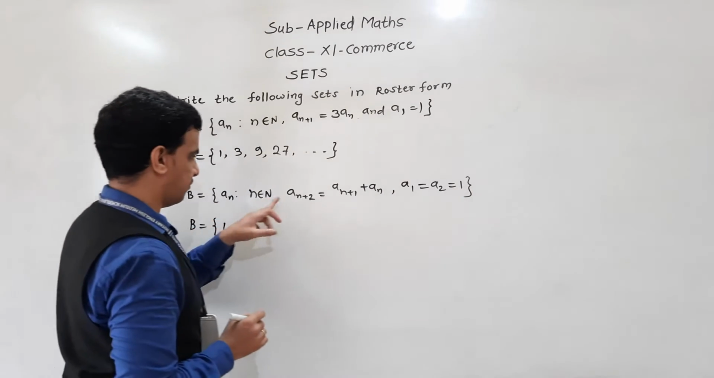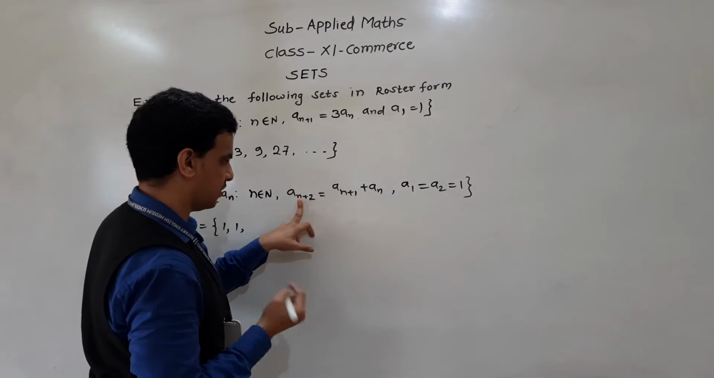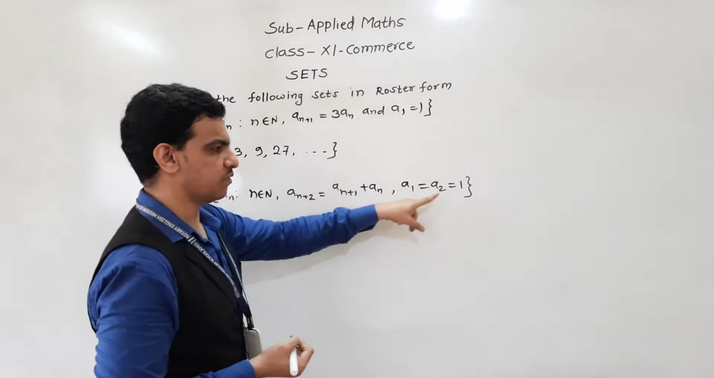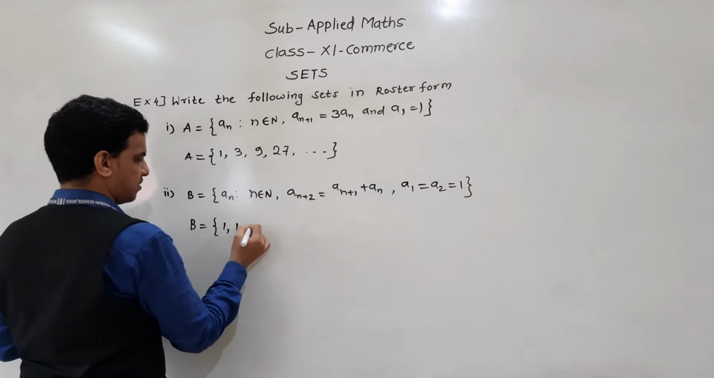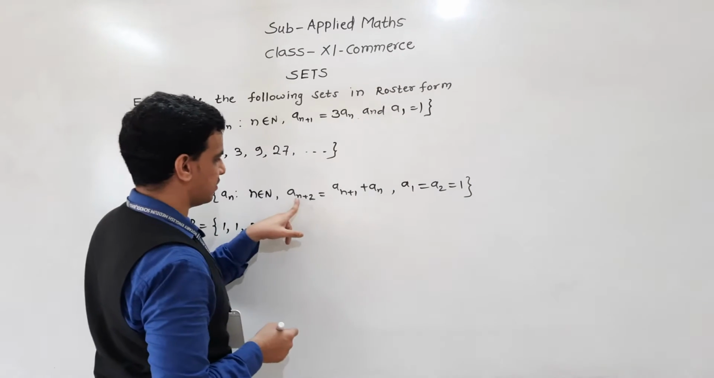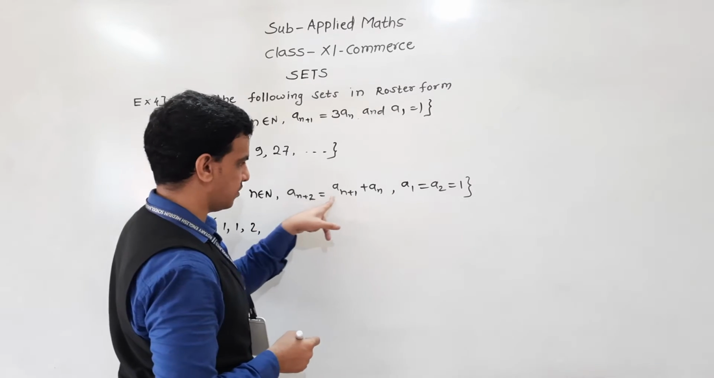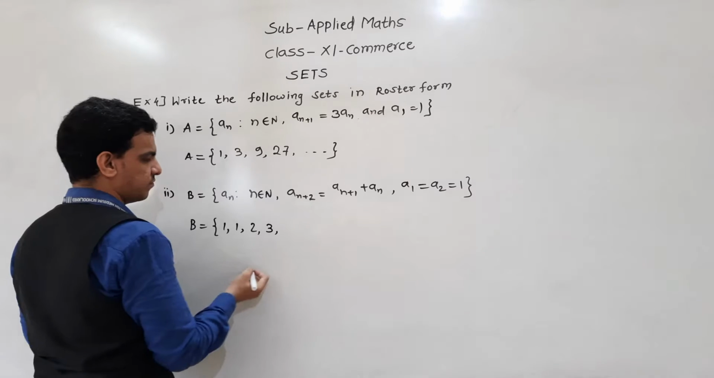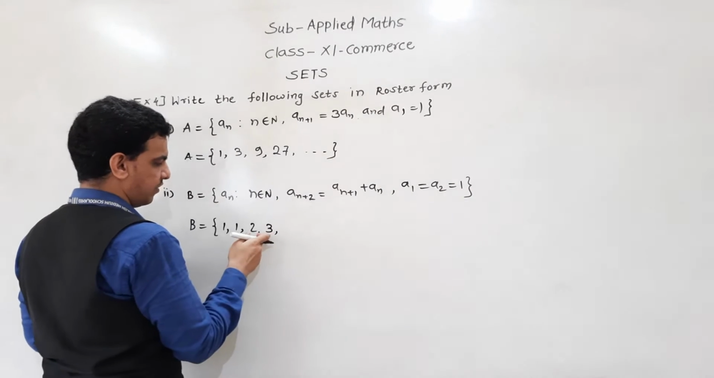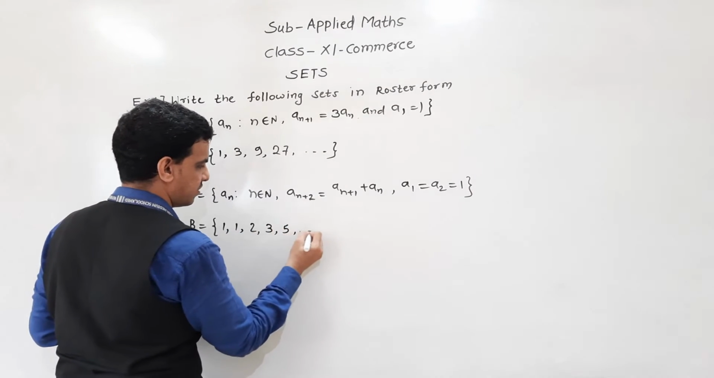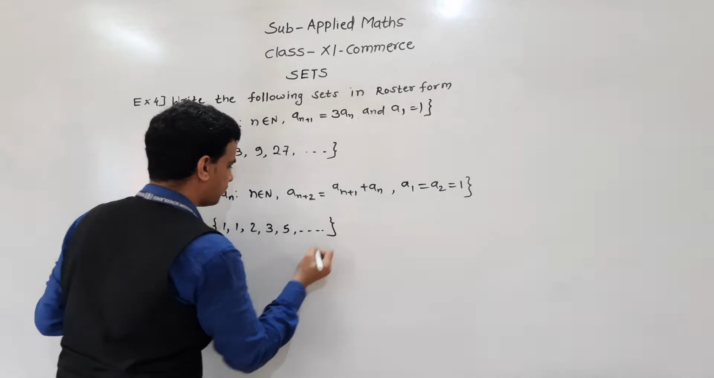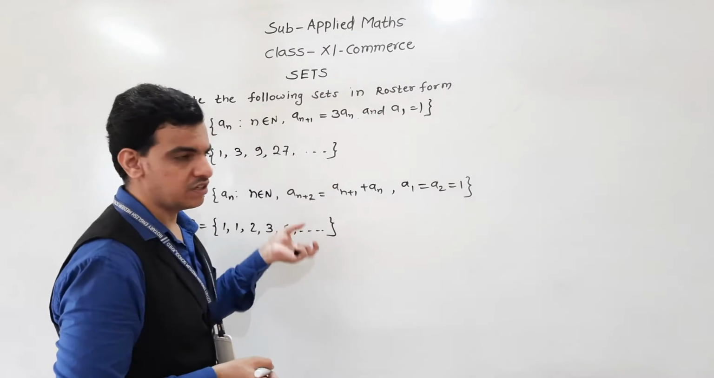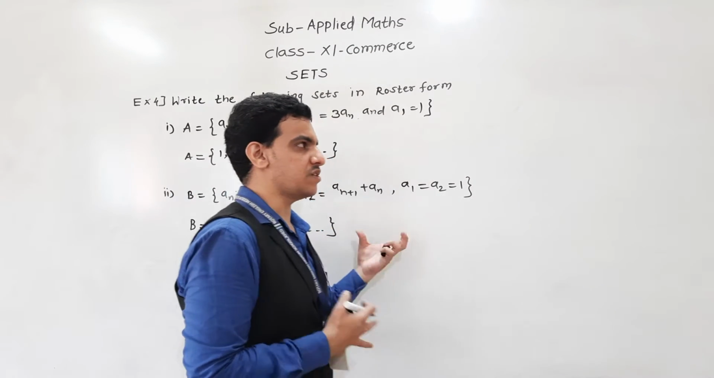Now if we put n equal to 1, we will get the third term, that is a3. So a3 is equal to a2 plus a1. So a2 plus a1 is 1 plus 1, that is 2. Then if we put n equal to 2, a4 is equal to a3 plus a2. So a3 plus a2 is 3. a5 is a4 plus a3, that is 5, and so on. So this is the set in roster form. Understand this, how to convert roster into set builder and vice versa.